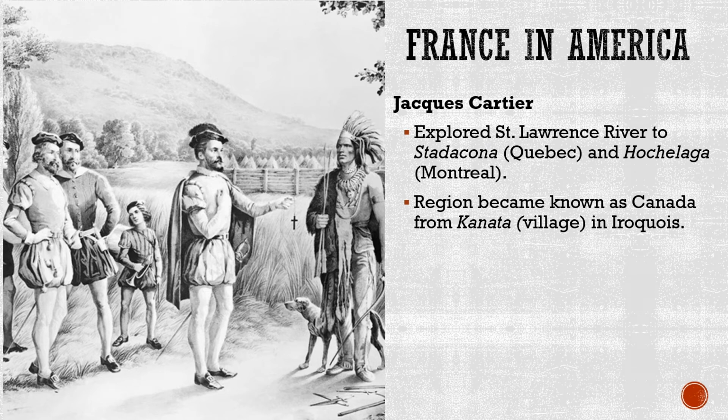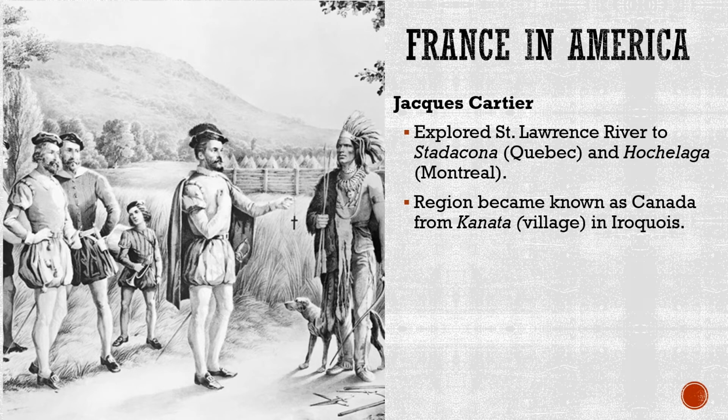It's still a little bit of a mystery how this word came to be applied to the land. The best guess is that in the Iroquois language, Kanata means village, and somehow Jacques Cartier might have confused the word for village, when he was speaking with indigenous people, for the actual name of the land. In any respect, it was written on the maps and the name stuck. So it's because of Jacques Cartier that this area begins to be referred to as Canada.